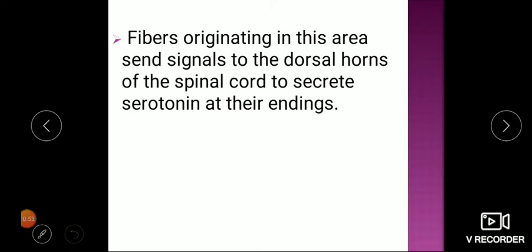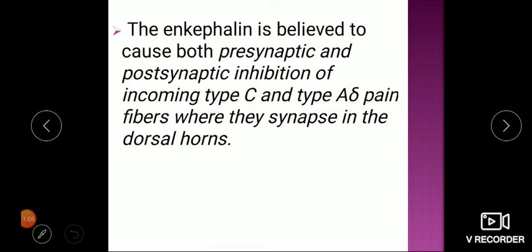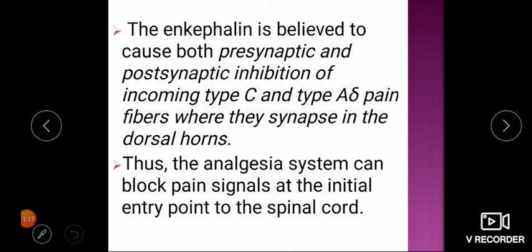So fibers originating in this area send signals to the dorsal horn of spinal cord to secrete serotonin at their endings. The serotonin causes local cord neurons to secrete enkephalin as well. So enkephalin is believed to cause both presynaptic and postsynaptic inhibition of incoming type C and type A delta pain fibers where they synapse in the dorsal horn. This analgesic system can block pain signals at the initial entry point to the spinal cord. So this is the way the descending neuron works and they block. So it is called a pain suppression mechanism.